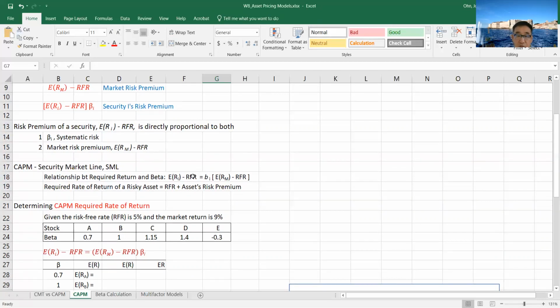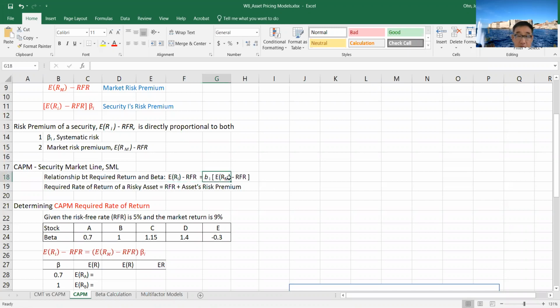But if you move this one to the right-hand side, the required rate of return of a risky stock is the risk-free rate of return plus this asset's risk premium, which is beta times the market risk premium. That's what it is. Okay.